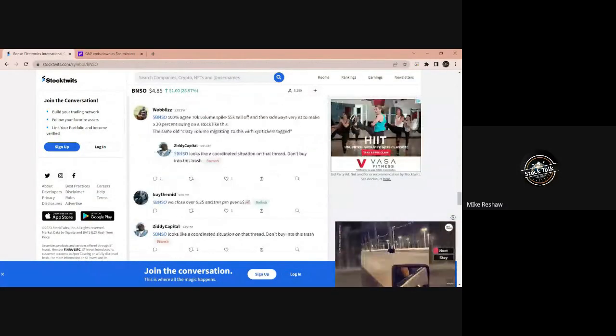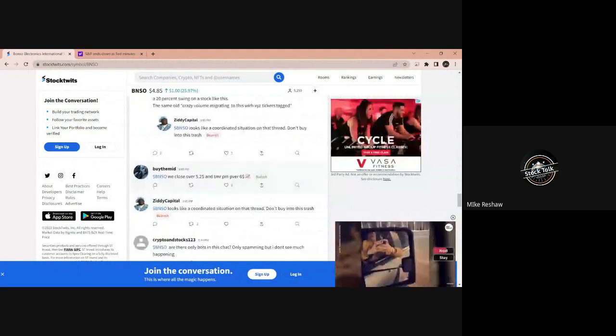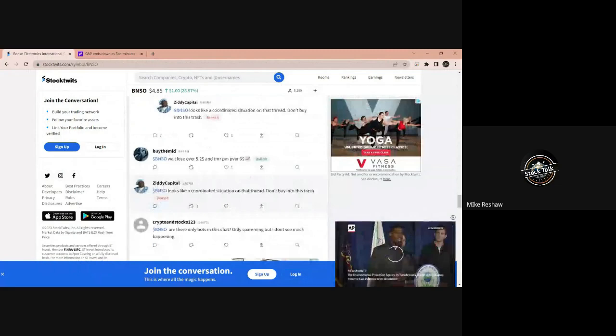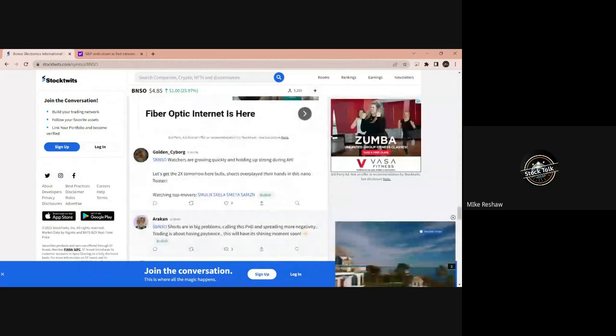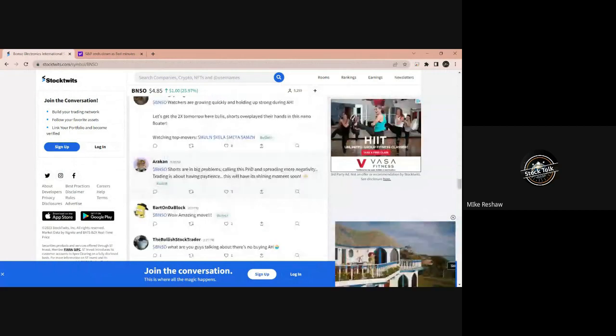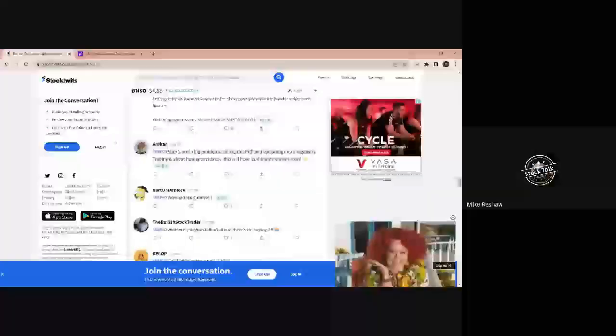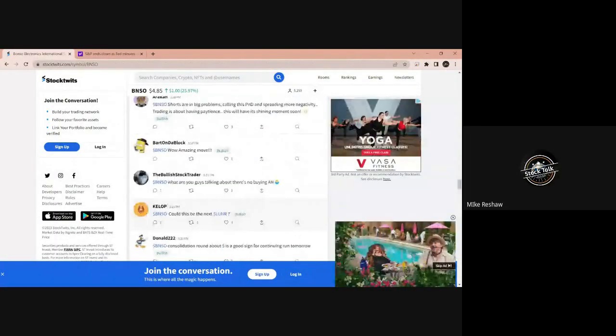Good take on that, because we're going to cover both sides. We're going to cover the bulls, and we are also going to cover the bears. So you're going to hear both sides of what people are saying on the stock. Golden Cyborg says, watchers are growing quickly and holding strong after hours. Shorters are big problems. PND spreading more negativity, trading about patience. Amazing moves, guys talking about, but there's no buying.